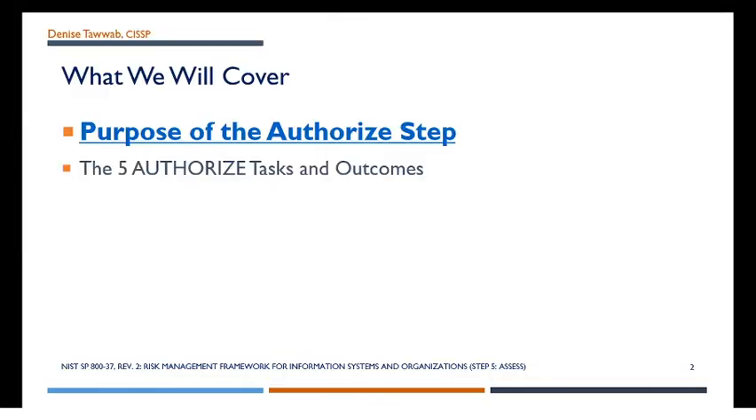Let's get into it. We're going to talk about the purpose of the authorized step, and then we'll look individually at the 5 authorized tasks and the outcomes or the outputs from those tasks.